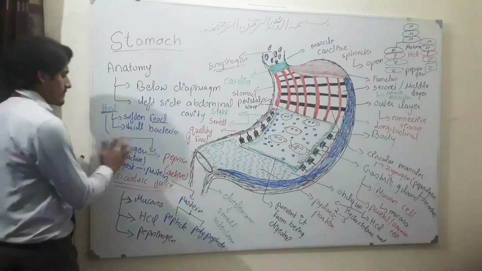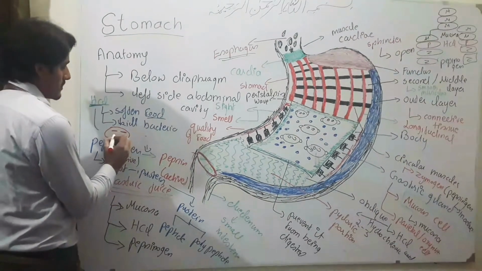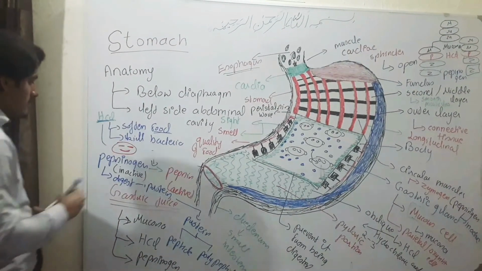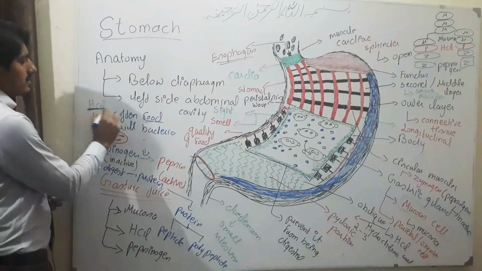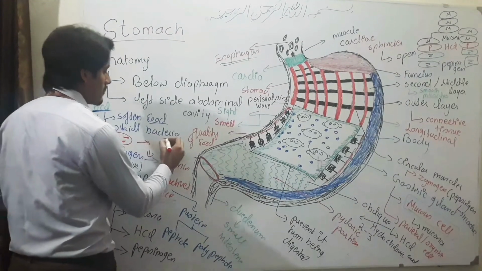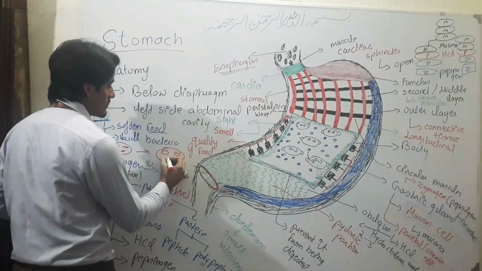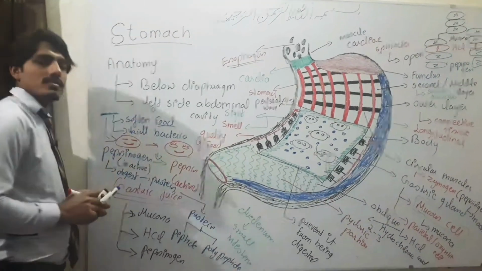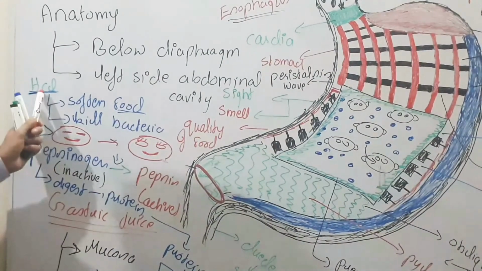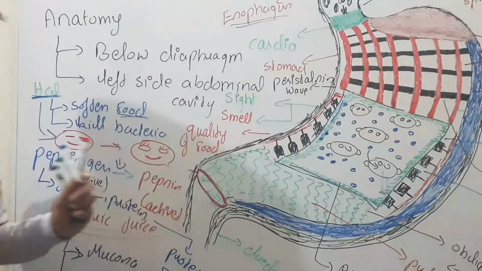Let's see, there is pepsinogen, which is present in its inactive form. When it meets hydrochloric acid, it is converted into its active form, which is called pepsin. This one is pepsinogen, present in its inactive form. The HCl will convert pepsinogen into its active form, which is called pepsin.